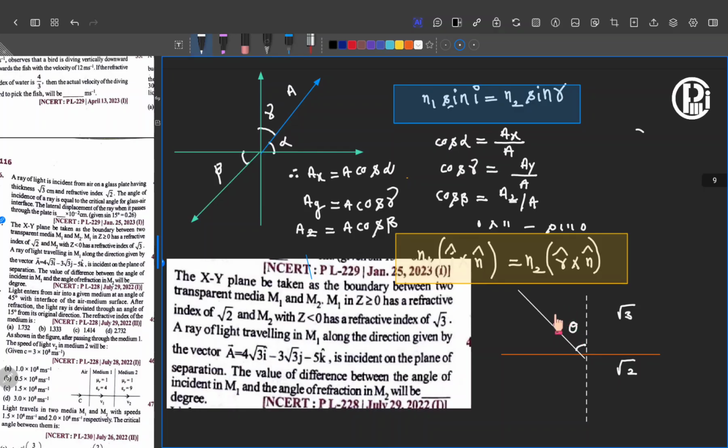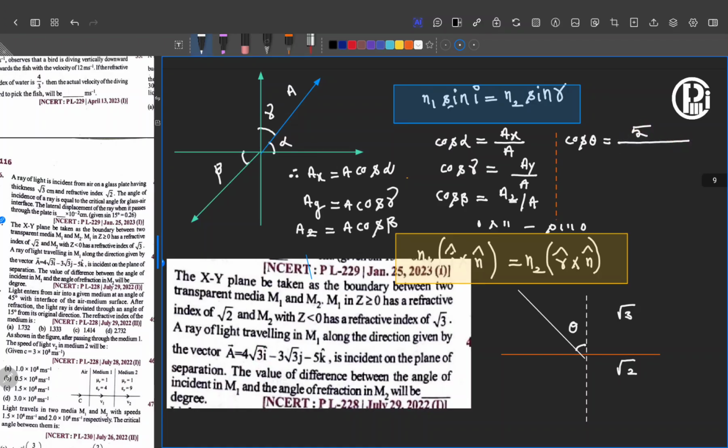So the angle it forms with the z-axis is theta. Using the same concept of direction cosines to solve the problem, I can write cos theta is equal to az by a. Here this az is 5, so cos theta is 5 by a.